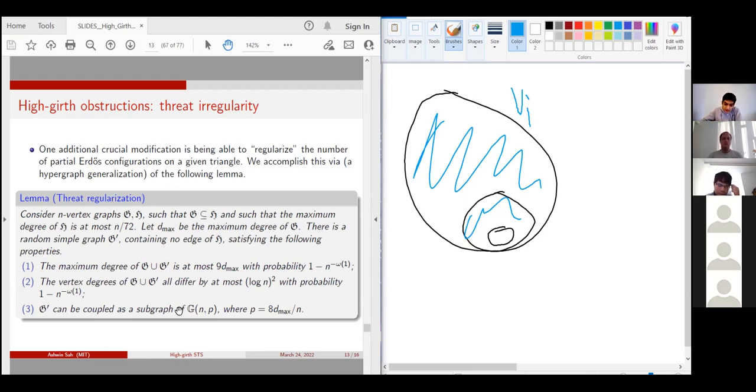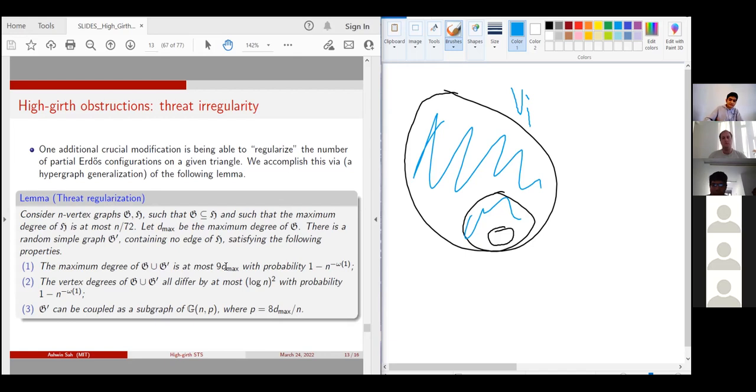What you can do is you can actually just p-sample edges, where p is 8D over n, where D is the maximum degree of the original graph. And you can find a subgraph of that, with high probability, such that the number of edges you add to G isn't too much, so its maximum degree doesn't increase by too much. But now all of the vertex degrees are super regular. In fact, they're all within log squared of each other. In fact, you can get down to around log n if you really care.